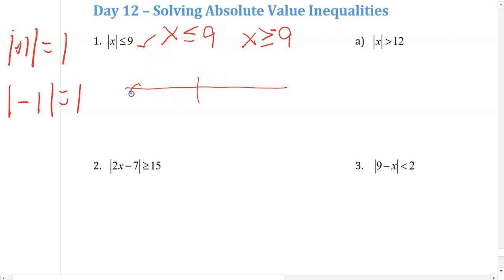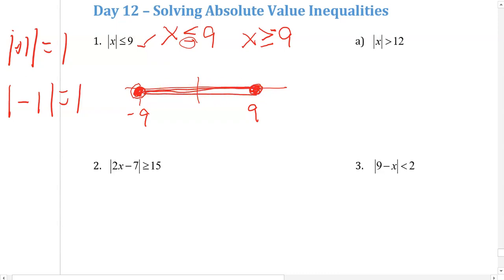On a number line, we would mark negative 9 and positive 9. And we know that x can be negative 9 because equal is included. And it can be positive 9, and it can be any number in between.